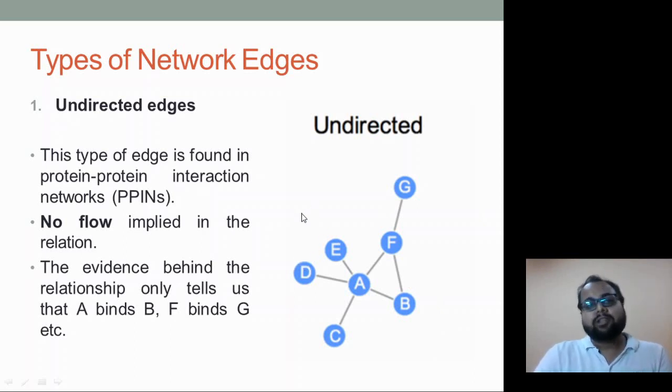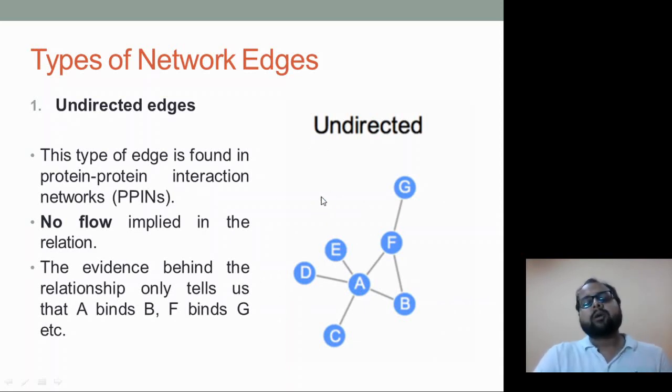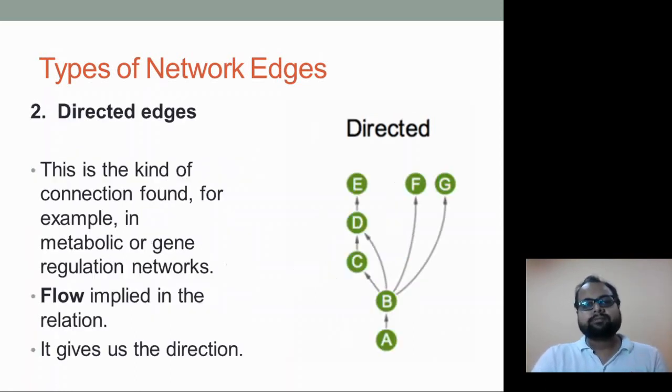There is no direction, there is no flow. If you look at this entire network, your A, B, C, D, E, F are all connected to each other and have a relationship, but it's undirected. This is your first type. Your second type of network edge, you can guess: if the first type is undirected, then the second type will be directed. So there is a flow. I don't need to give you an example again; this is your metabolic pathway.